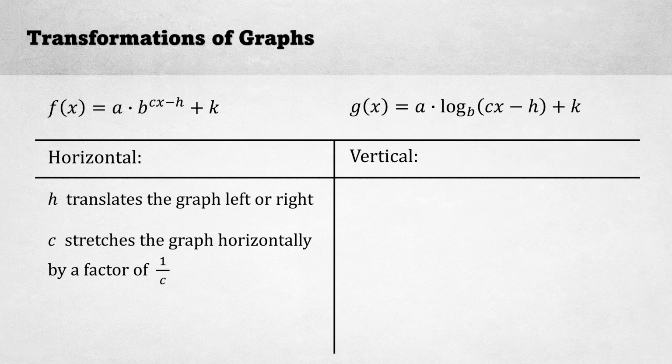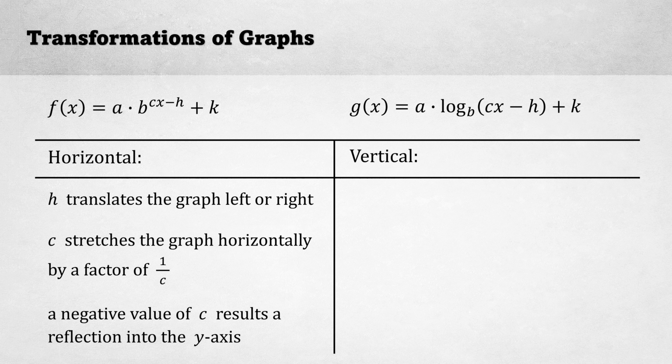The value of c stretches the graph horizontally by a factor of 1 over c. Because c affects the input, it stretches x values. And a negative value of c results in a horizontal reflection, a reflection into y-axis.